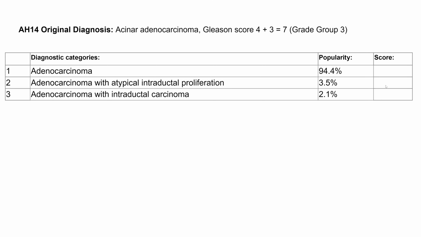So all correct, or well, I think I would say that adenocarcinoma is mentioned in all three of those. So I would suggest that they're merged as one diagnosis, really, because the presence of AIP or IDC in that adenocarcinoma doesn't have a huge impact particularly.